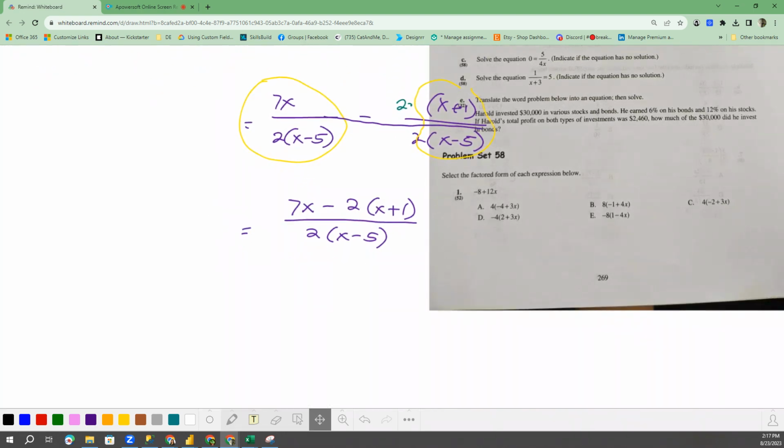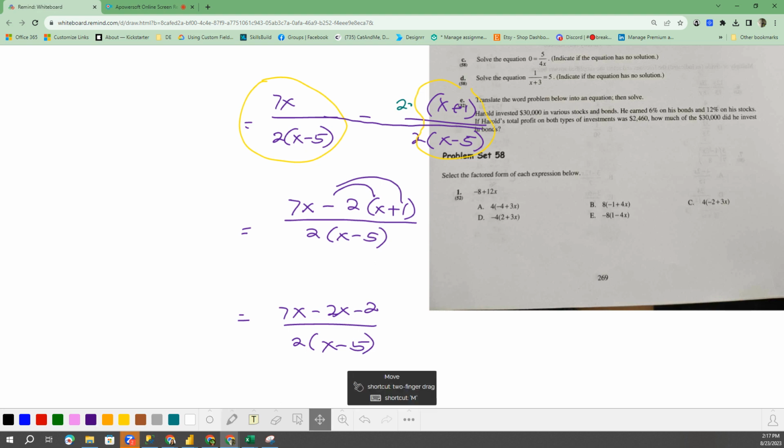All right, so now we can simplify. I want to keep the factors in the denominator, just in case. So the top one is 7x. Now you need to distribute the negative 2. So that's negative 2x and then minus 2.